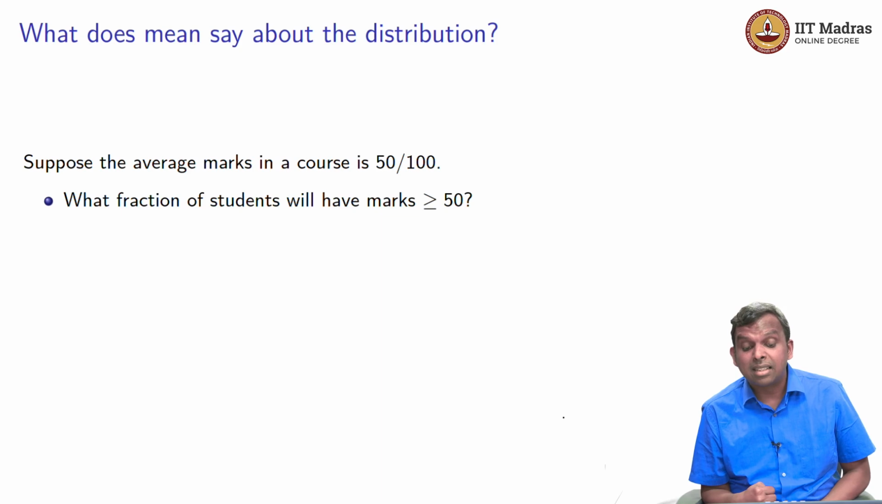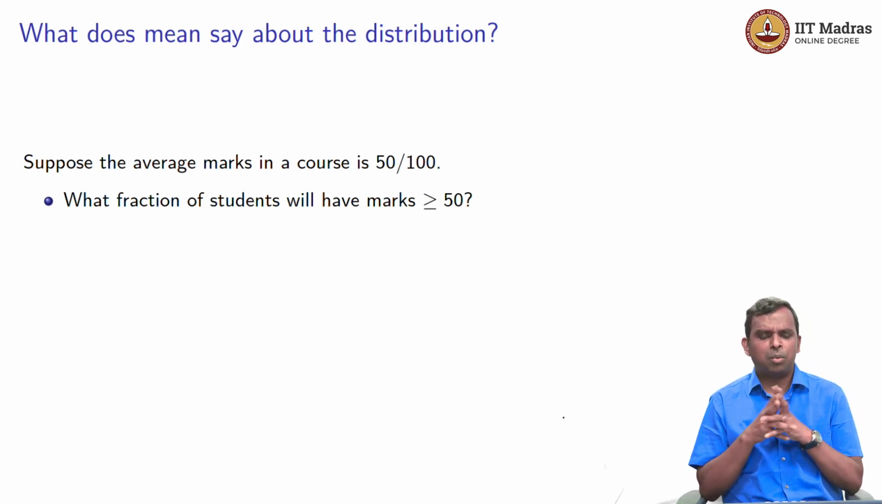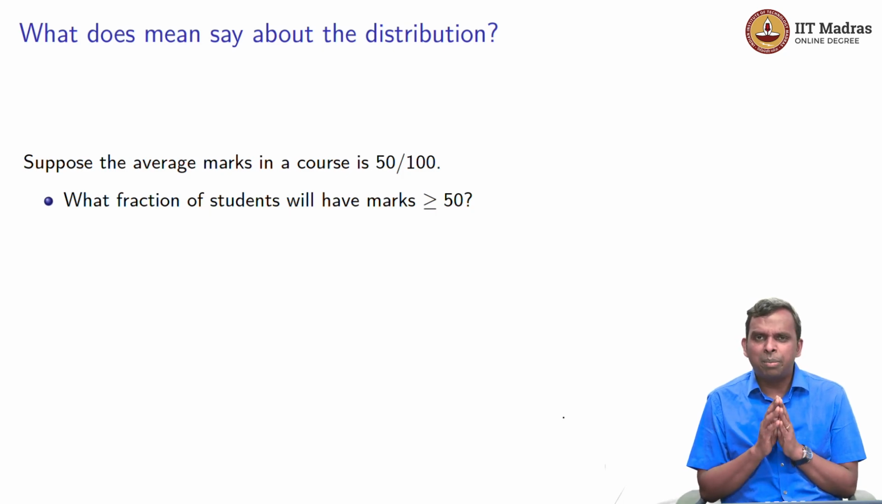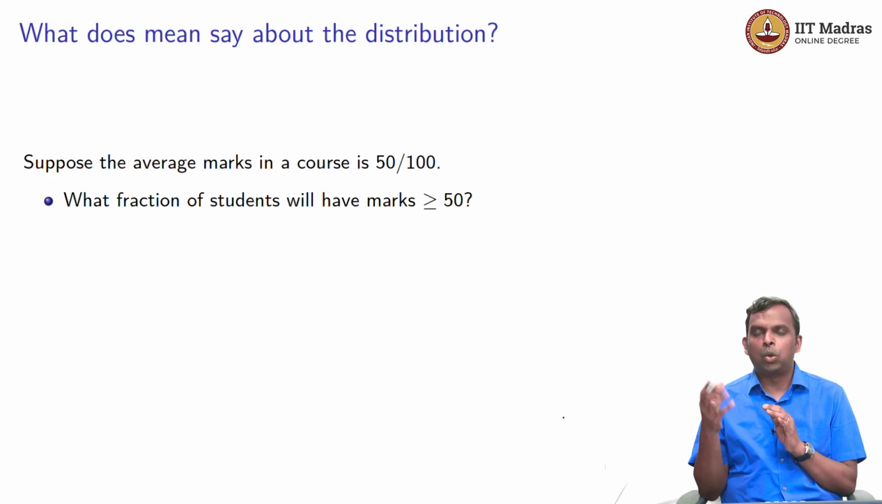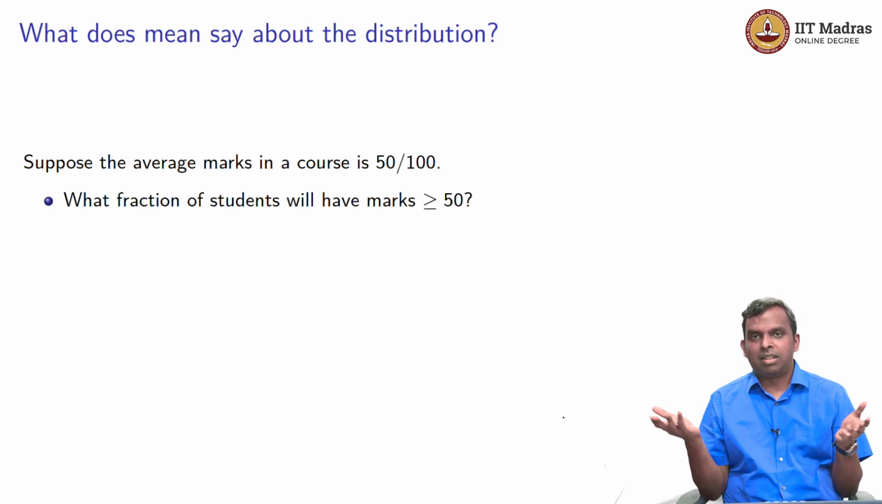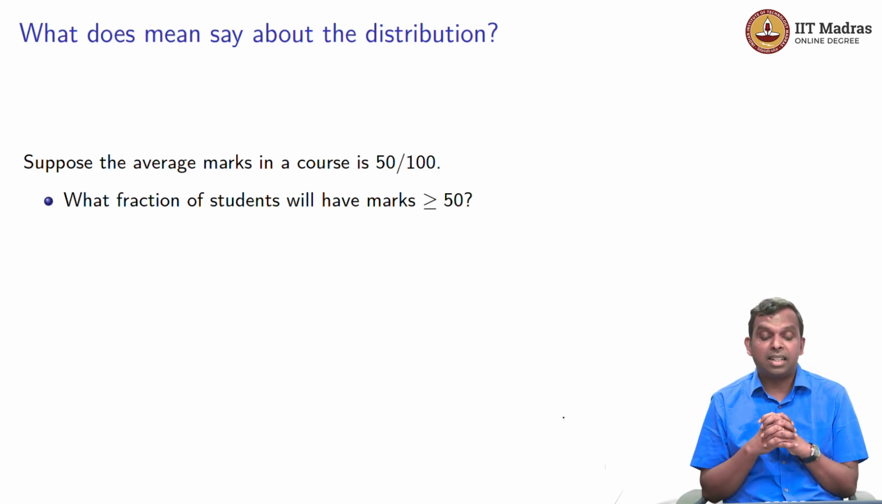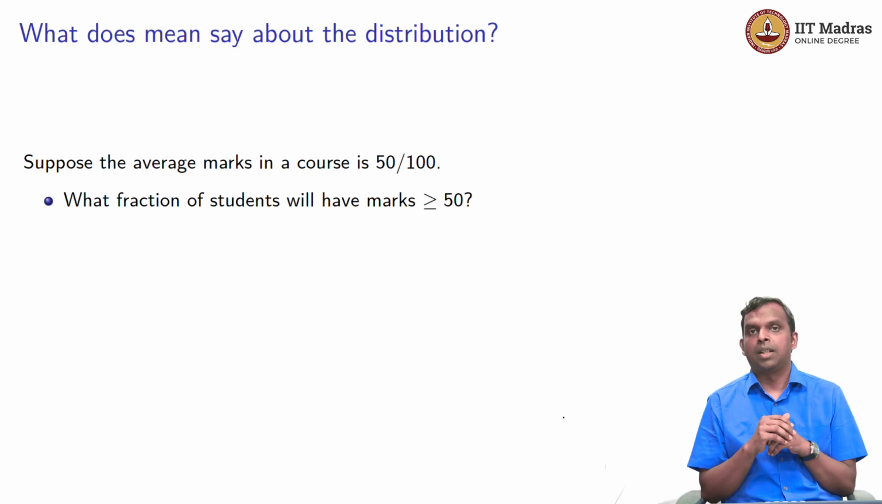So what does the mean say about the distribution? This is a question you can ask. I'm going to throw at you a very simple example, and from there intuitively go towards bounds on probabilities. Let's say you took a class and marks were given in the final exam, and the teacher said the average marks is 50 by 100. It looks like a reasonable average. Maybe there is a spread of students in the class, and you have 50 by 100.